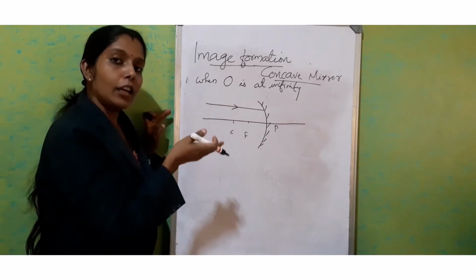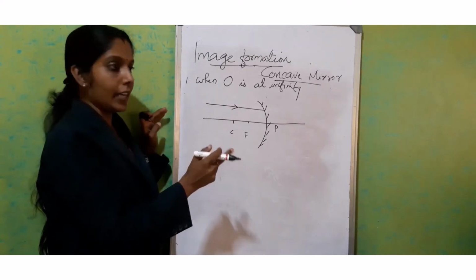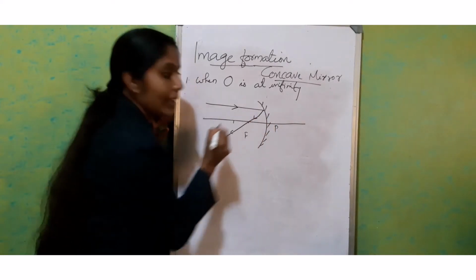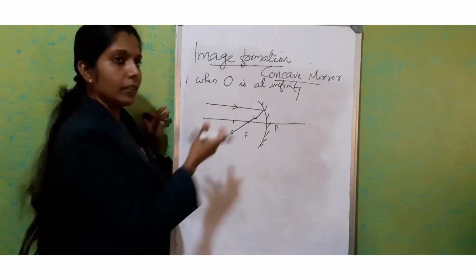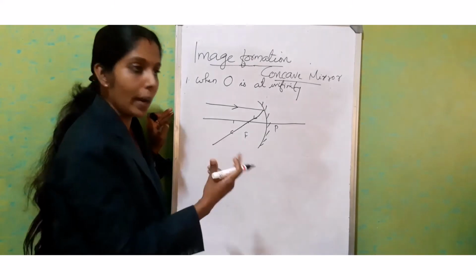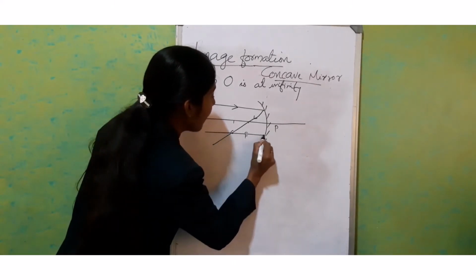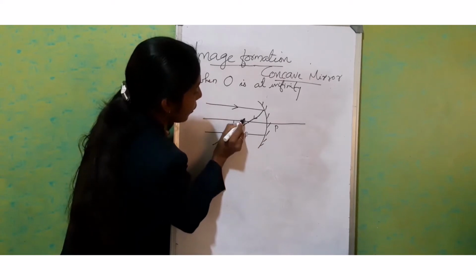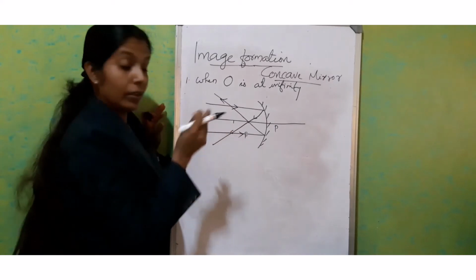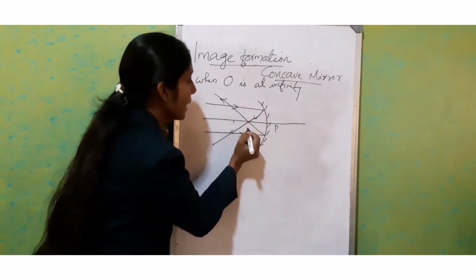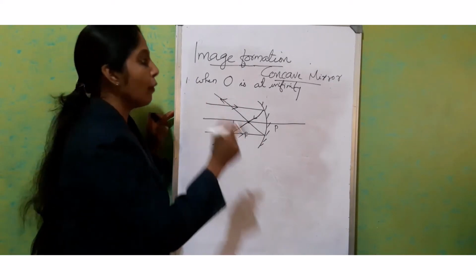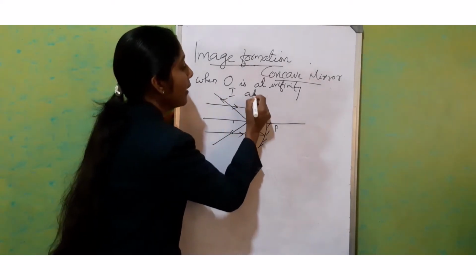If a ray is parallel to the principal axis, after reflection it should pass through the focus. With a single ray, we cannot find out the position, so I am taking one more ray, another ray which is parallel to the principal axis. This also, after the reflection, passes through the principal focus. So if the object is at infinity, we will get the image at the focus.